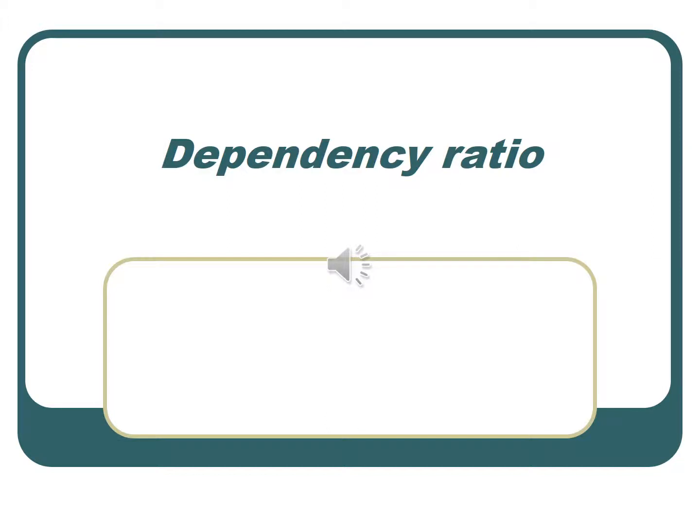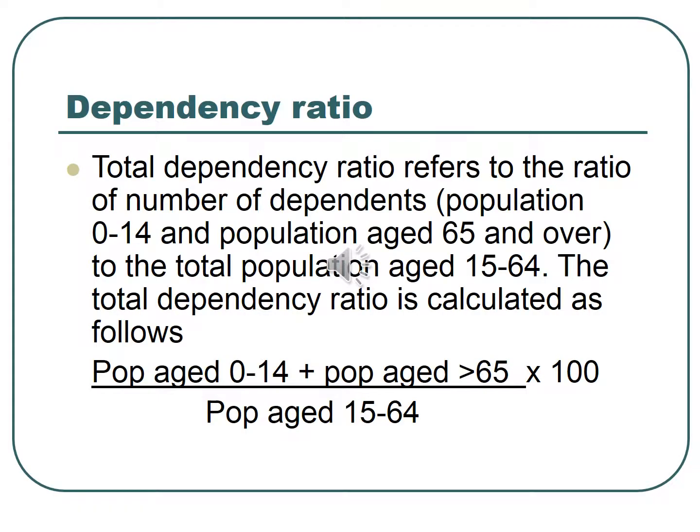Dependency ratio. Dependency ratio refers to the ratio of number of dependents, population aged between 0 and 14, and also population aged 65 and over, to the total population aged 15 to 64. The formula as shown on the slide.